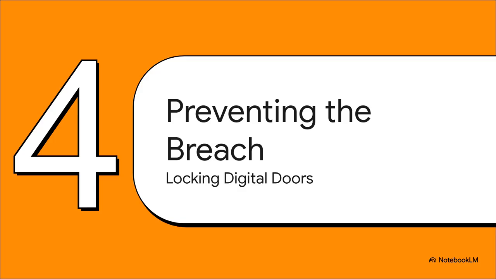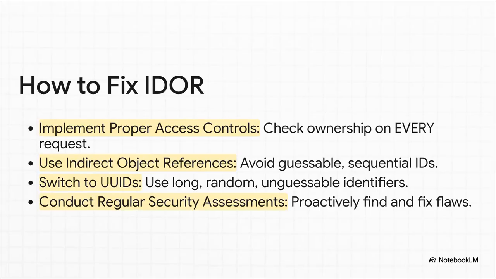Okay, so finding the problem is half the battle, but fixing it is everything. And the good news is, these are not impossible problems to solve, they are totally preventable. So now let's switch gears and look at it from a developer's perspective. How do you stop this from ever happening? The number one rule to fix IDOR is simple. Never, ever trust what the user sends you. And that means putting two really important defenses in place. First, you have to build strict access controls on the server for every single request. And second, you've got to stop using simple, guessable numbers for IDs. You need to switch to something an attacker could never predict.